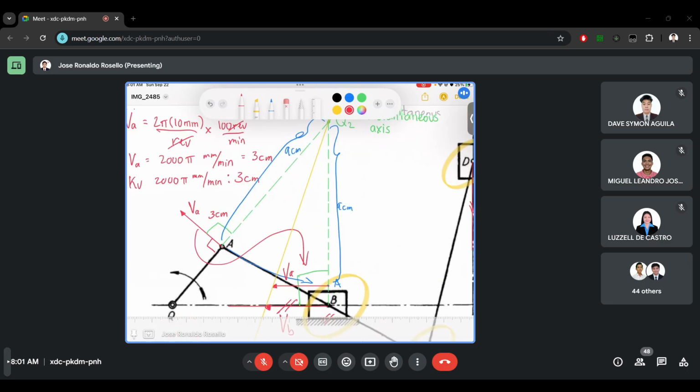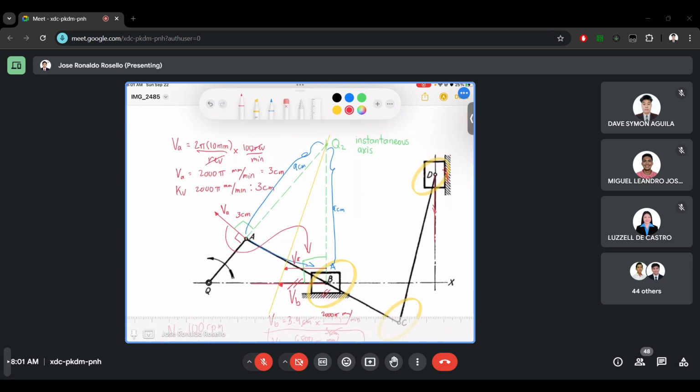So looking at this method, I think this is a faster method than the resolution and composition method. It will be faster if we use a compass.